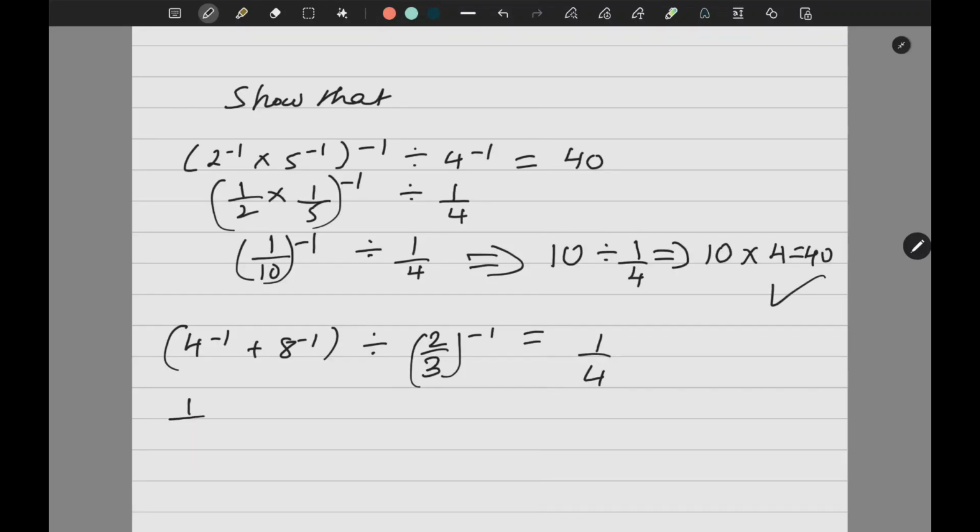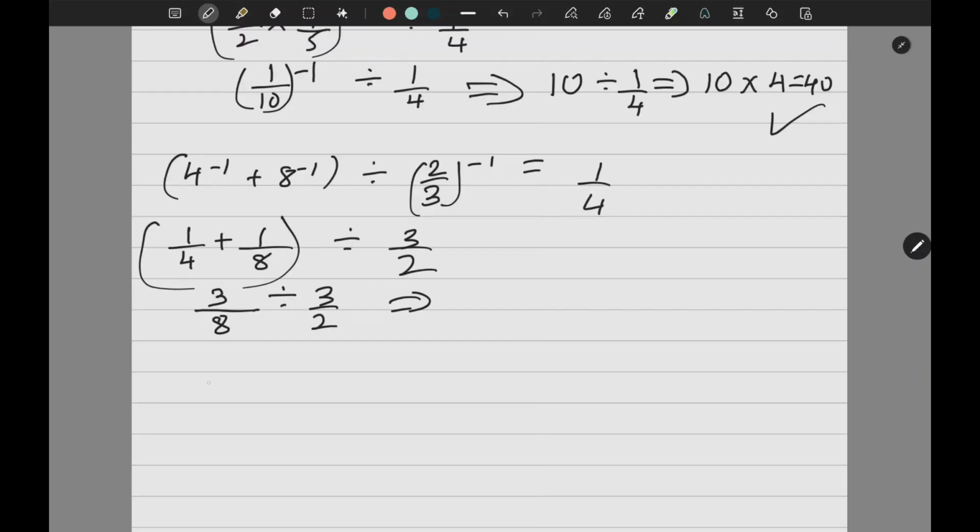Look at this one. 1 by 4 plus 1 by 8 divided by 3 by 2. Right? So here the LCM is 8, and 2 plus 1 is 3. 3 by 8 divided by 3 by 2. So 3 by 8 into 2 by 3. That is 2 by 8, that is 1 by 4, and I am done. Right?